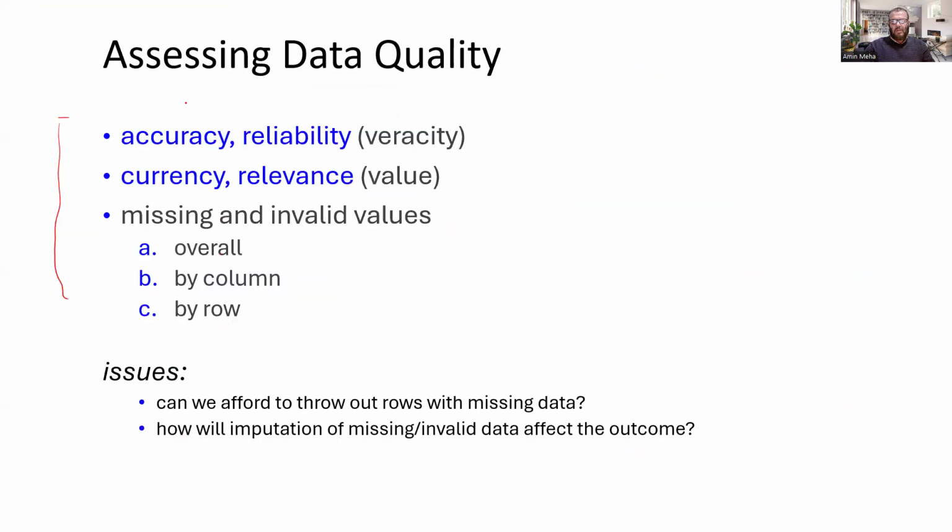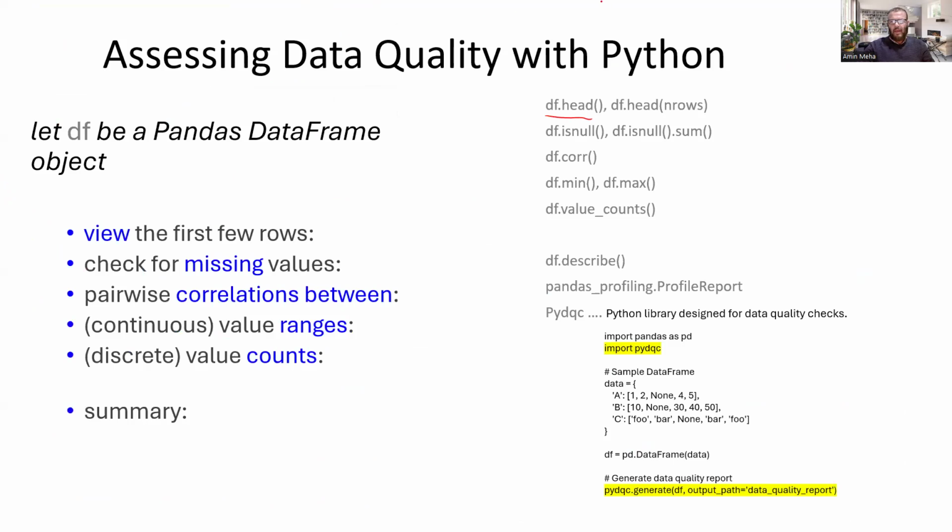Next one is going to be head with rows. How many rows do you want to see? You want to see 7 rows, whatever. Then df.isnull(), which checks where we don't have any values. And what's the sum of all these? How many null values do you have in your column?